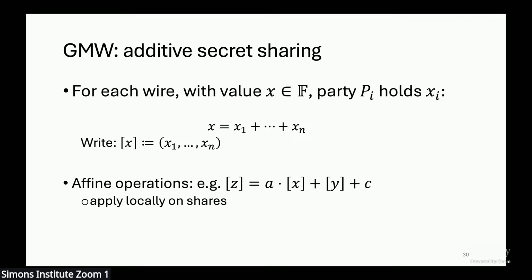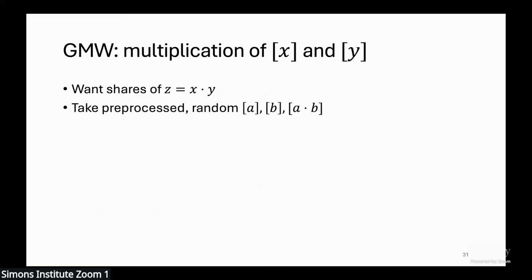So once again, the only challenge is multiplication gates. And when we have this preprocessing model, the standard trick for doing multiplications is often called Beaver's trick, or using Beaver multiplication triples, where the preprocessing functionality will give out random sharings of random values A and B, and a random sharing of the product A times B.